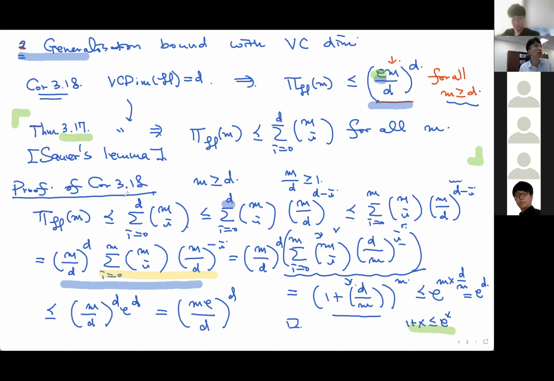In some sense, that's the key part of approximating the growth function in terms of VC dimension. So this result is the key of the theory that we are developing so far. And how can we do it? The proof is a bit more involved.